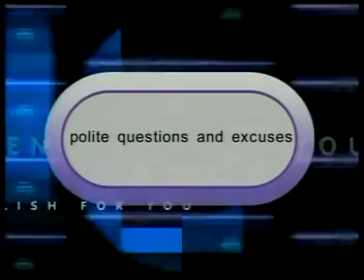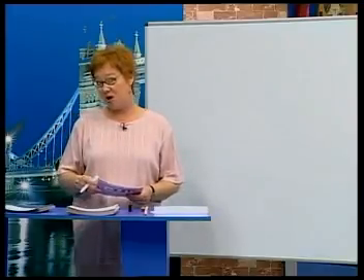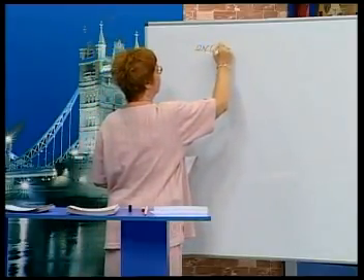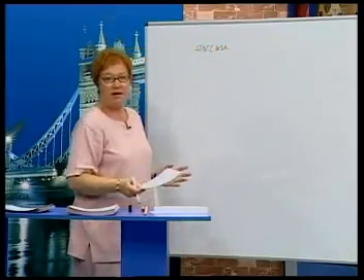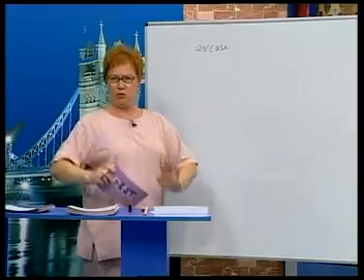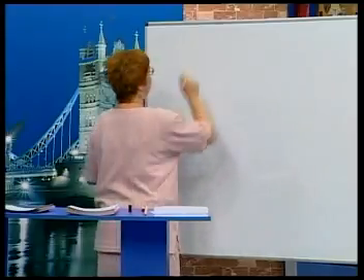Polite questions and excuses. Now, when we refuse an invitation, we just don't say no because people will think we're not polite. So first, we thank the person for asking, and then we usually make an excuse. An excuse is a reason that we can't go. Okay, now let's look at some ways to say no politely. Now, first we'll start with some formal ways.